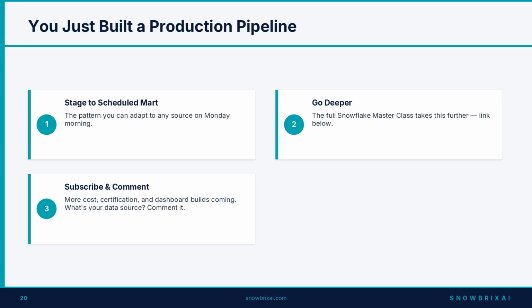Look at what you just did. You took a raw file and built it all the way to a scheduled analytics mart: stage, load, transform, incremental updates, and orchestration. That is not a toy, that is the exact pattern you can adapt to almost any source. Monday morning, in our last lesson, you learned why Snowflake separates storage and compute. Today, you put that elastic compute to work on a real ELT pipeline.